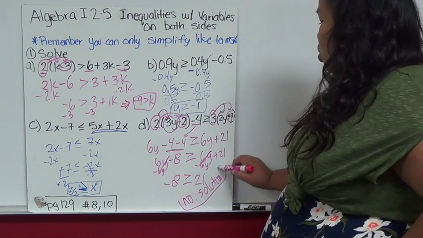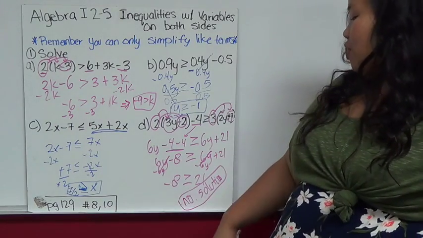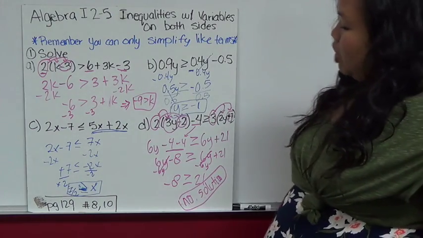So if it's never true, I have no solution. If it's a true statement at the end when I got rid of the variables, then it's all solutions, or any number, or any solution.